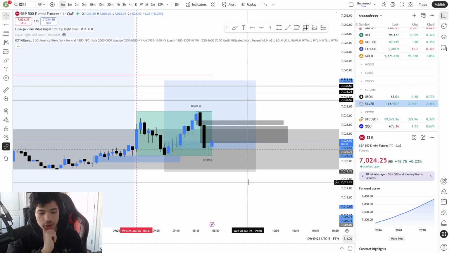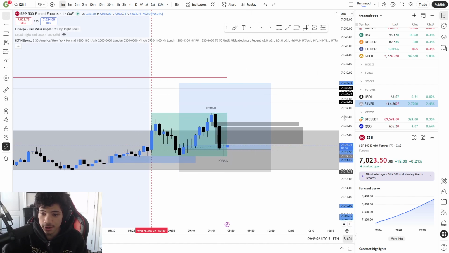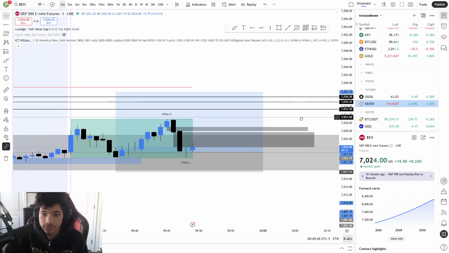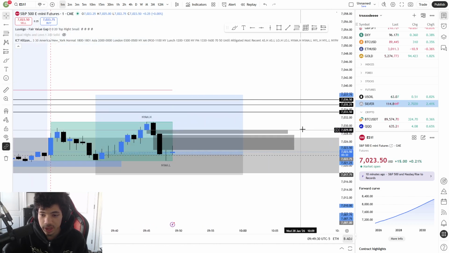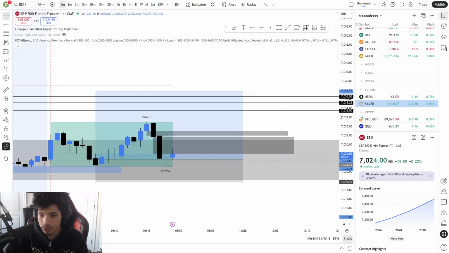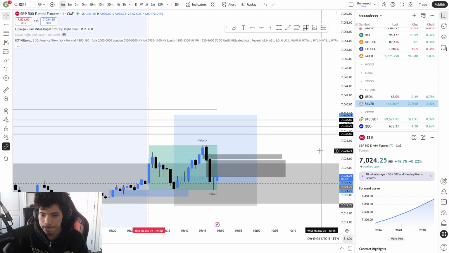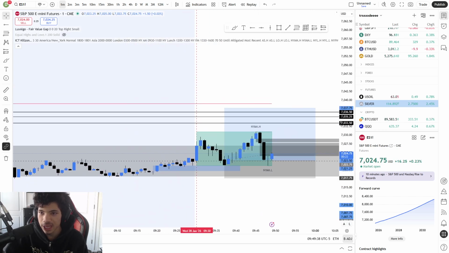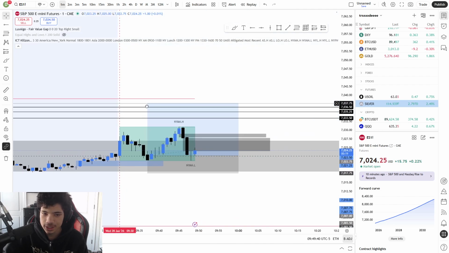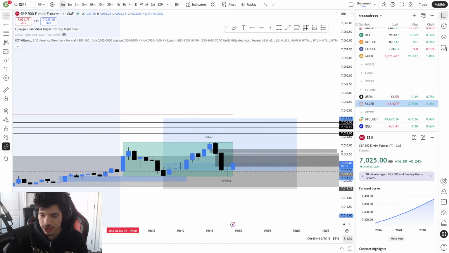Still early in the day, though. It's 9:50. At the end of the day, these are just indicators. I mean, who knows if price will always respect fair value gaps, the fair value gap indicator. Not 100% of the time.